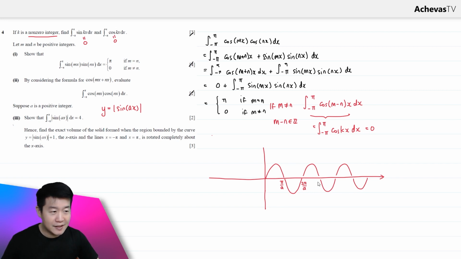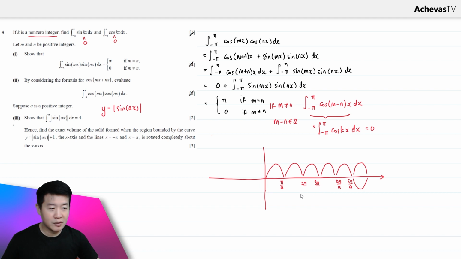So we can see that, if you were to deduce, this is going to be 3 pi over a. This is going to be 4 pi over a, then 5 pi over a, and so on. But because of the modulus, this bottom half will actually go to the top. So you become this. Similarly, for all the rest of the parts of the graph, it's going to become this.